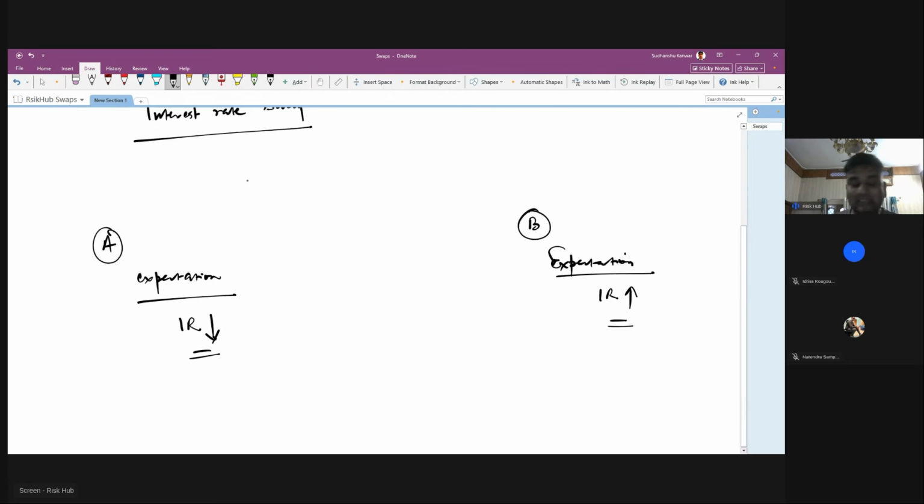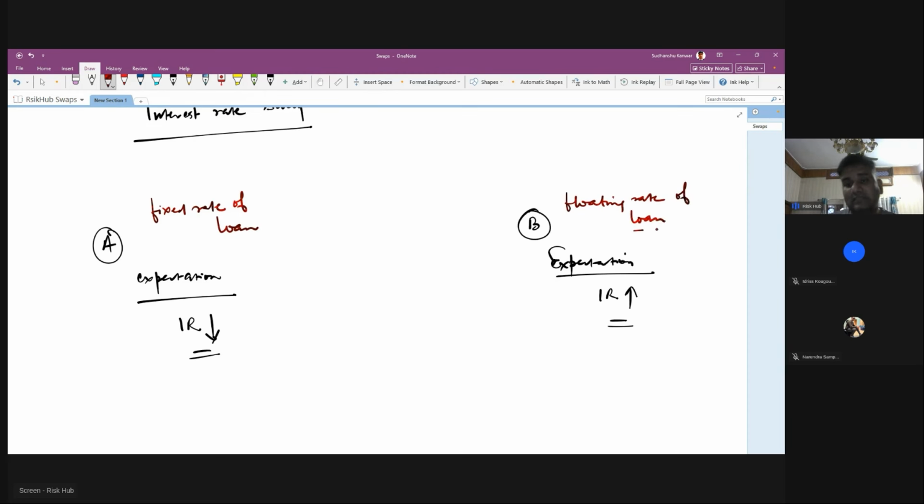Now imagine an additional layer of complexity. Mr. A has taken a fixed rate loan, and Mr. B has taken a floating rate loan. That is the additional complexity I have added.